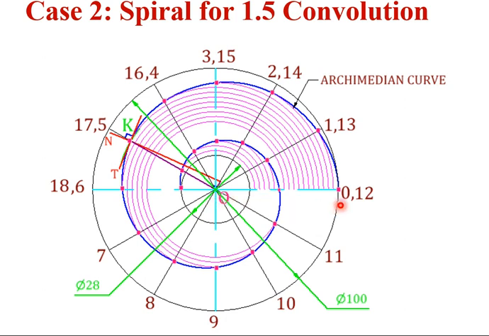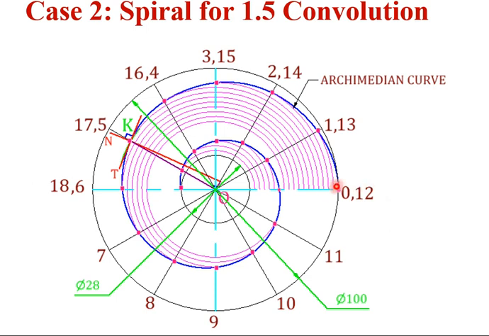50 millimeter. Draw one circle with the help of that radius, or you can draw the circle of diameter 100 millimeter, then again draw the circle of diameter equal to 28 millimeter or radius equal to 14 millimeter. Now as this is 1.5 convolution, you need to go for dividing this into 12 equal parts and not 8.